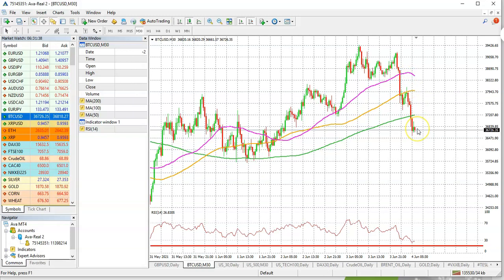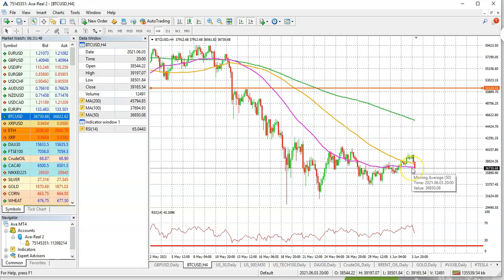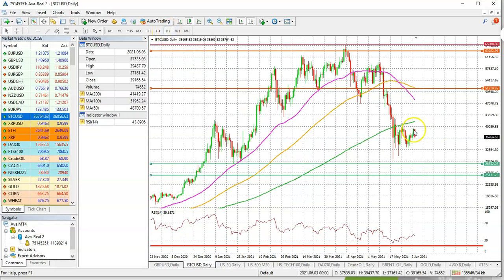Now, what we really want to see on the 30-minute time frame is the price moving back above the 50-day simple moving average. That would be your sign of strength. And then on the 4-hour time frame, we want the price to stay above the 50-day and the 100-day simple moving average. That will be your sign of strength. And then on the daily time frame, we want the price to break above the 200-day simple moving average.